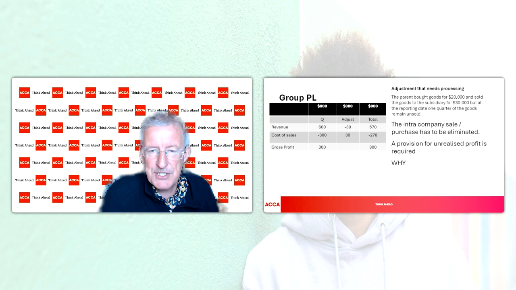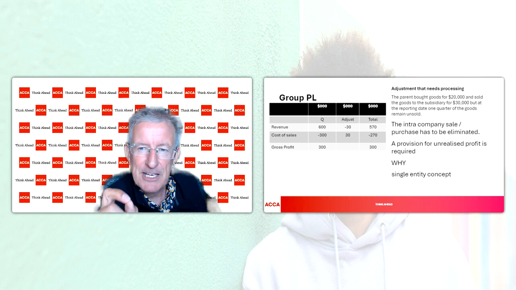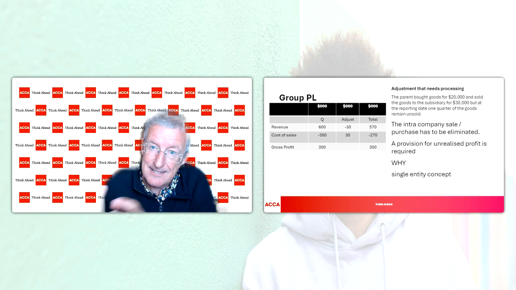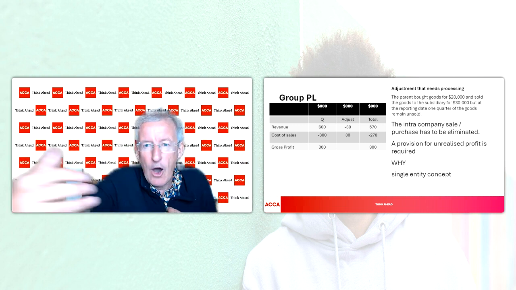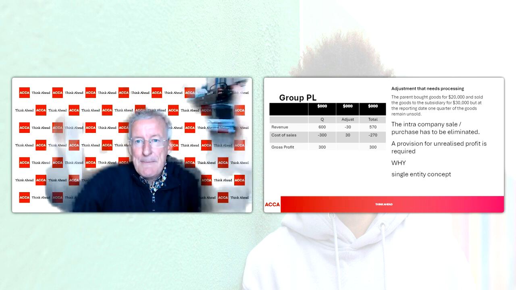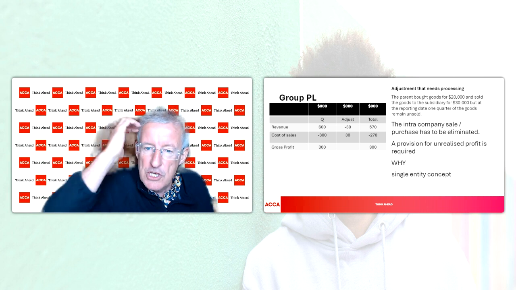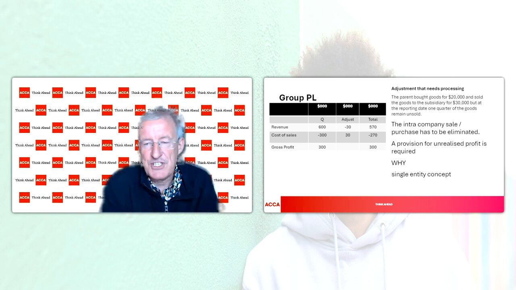Now, the reason we are making a provision for unrealized profit is because of the single entity concept. Although the seller, the parent, has made a profit by selling to the sub, the marriage... if I sell something to my wife, although I make a profit, the marriage doesn't make a profit if she hasn't sold it on. So we've got to have a provision for unrealized profit because of the single entity concept.